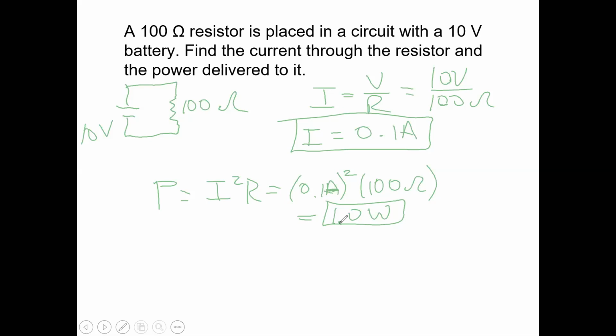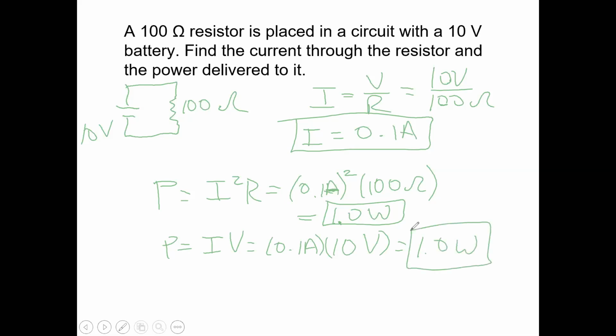Now, of course, I could have just gone ahead and done power is equal to current times voltage. What's my current? 0.1 amps. What's my voltage that the resistor is using up? That's 10 volts. So this gives me 1 watt. So either way, the answer is 1 watt.